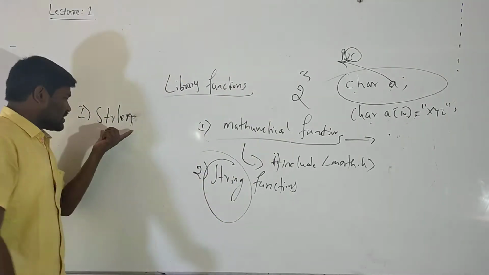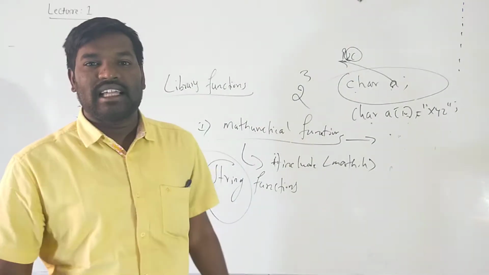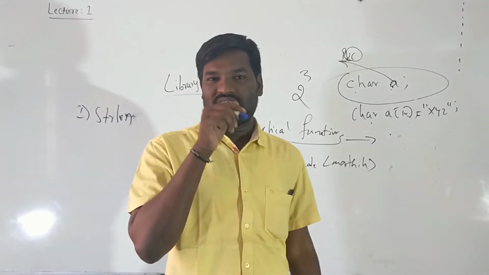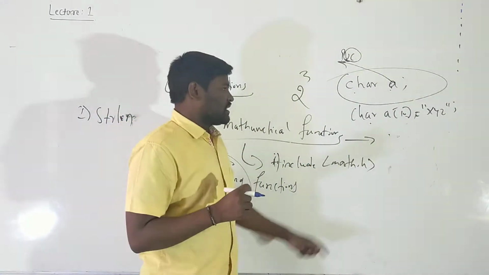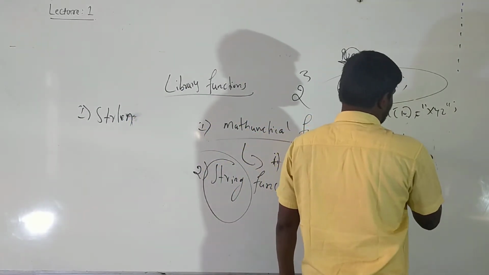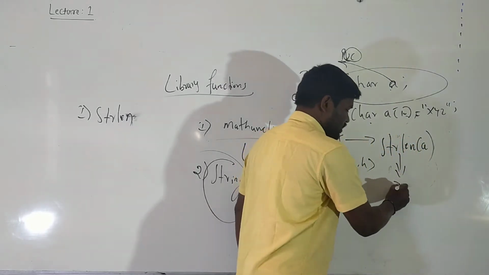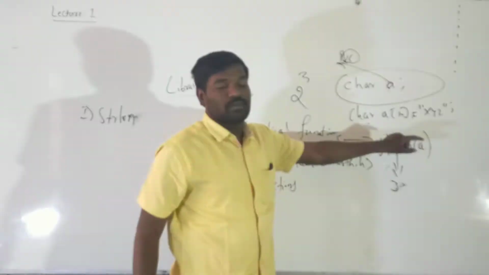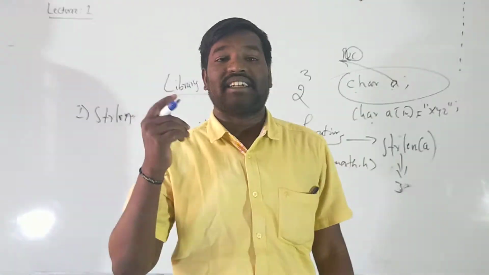strlen. Here strlen is used to find out the length of the string. The length of the string means the number of characters present in the given string. Here A is a string, so I can write strlen in the bracket of A. Its answer is 3. Here the result must be an integer, because the length is always an integer.